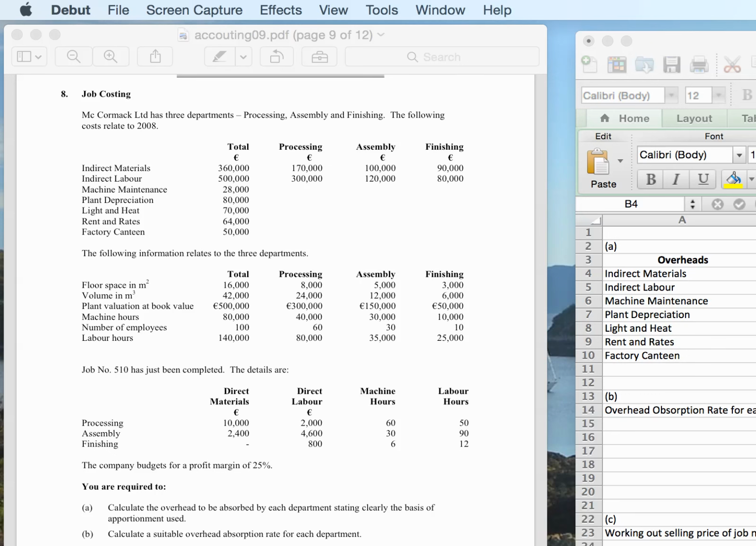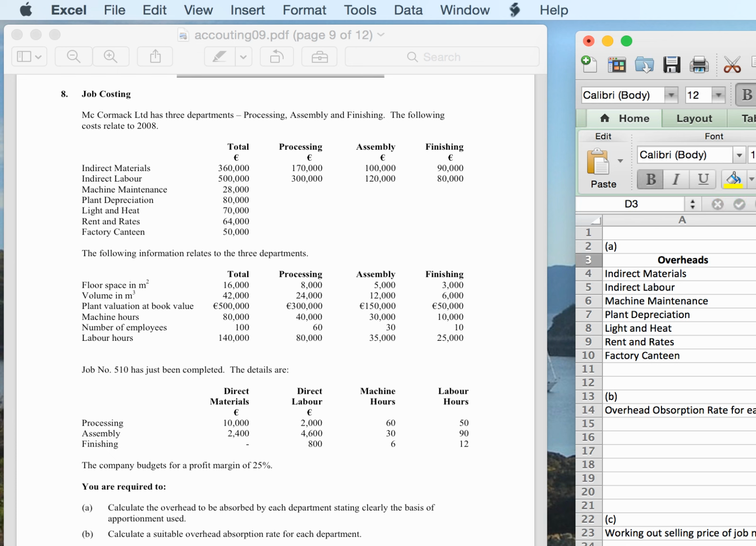Okay, I'm doing the 2009 absorption question, which is question 8 in 2009. What I've laid out here are the different overheads I'm going to have to share out. I'm going to have to come out with the overhead absorption rate for each department. I'll have to calculate the selling price, and then we can talk a little bit about the theory at the end. So my indirect materials and labour, I don't have to apportion them because I'm given the totals and everything else. So let's see, 360 is the total there.